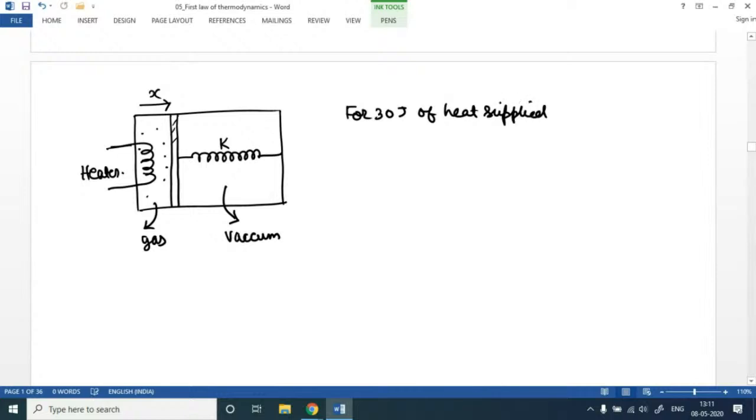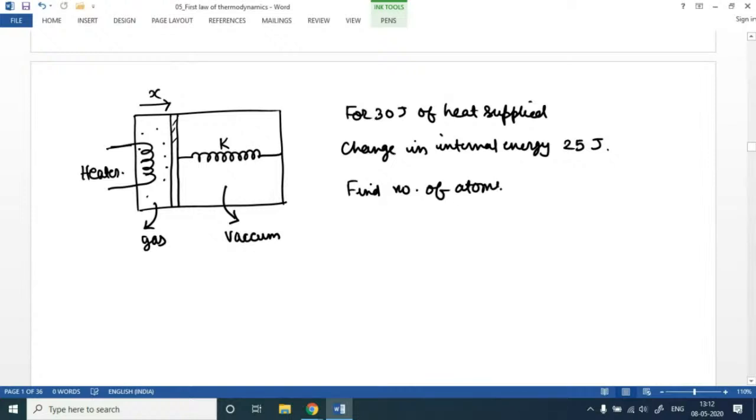So now the question is, for 30 joules of heat supplied by this heater, the change in internal energy, or delta U simply, is 25 joules, or the increase in internal energy is 25 joules. Okay, so from this given data we have to find the number of atoms in the molecule of gas.